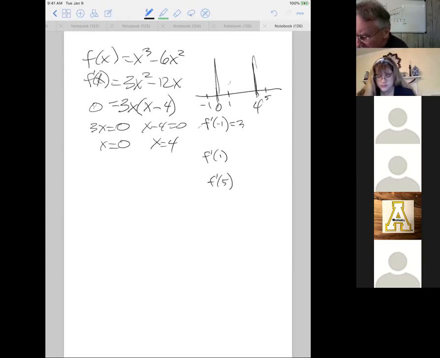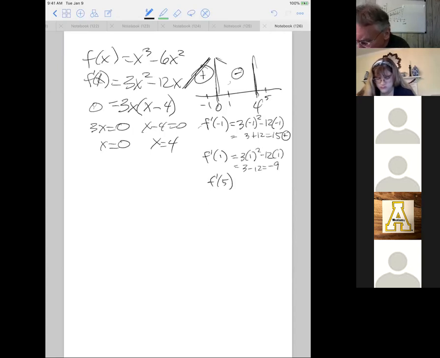So let's do this. 3 times -1 squared minus 12 times -1 gives us 3 times +1 is 3, plus 12 is 15. That's positive. That's positive over here, so it's looking like this, going up. F prime of 1: 3 times 1 squared minus 12 times +1 equals 3 minus 12 equals -9. That's negative. That's going down. So this is a max up there.